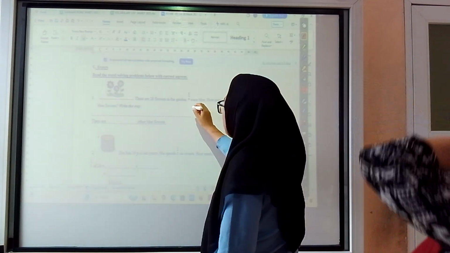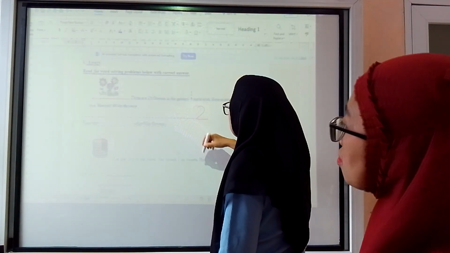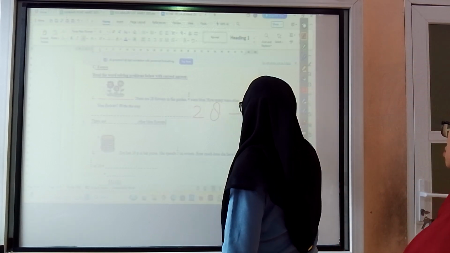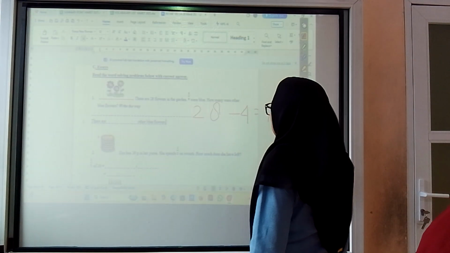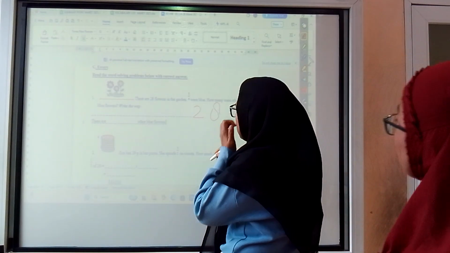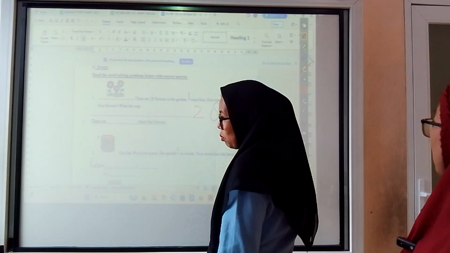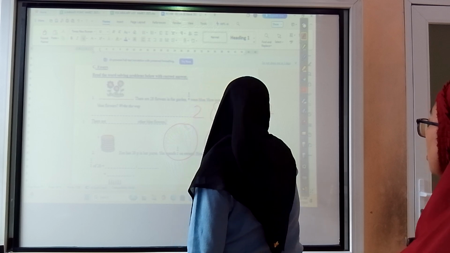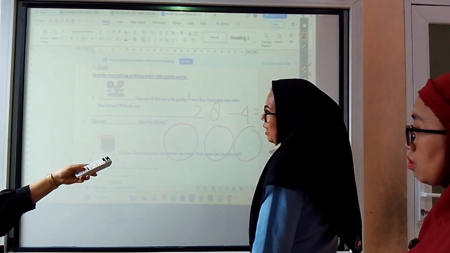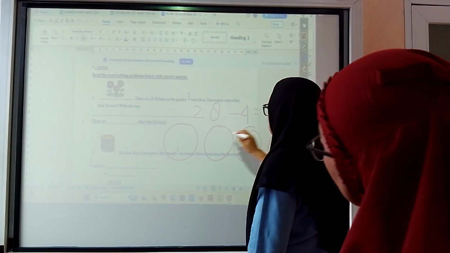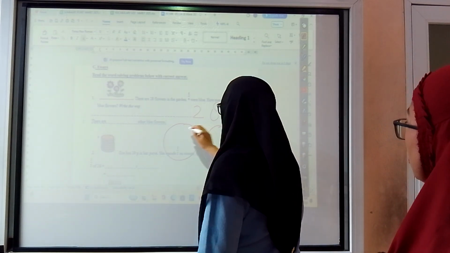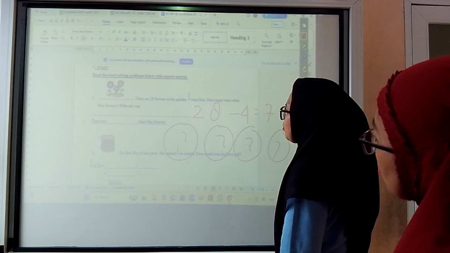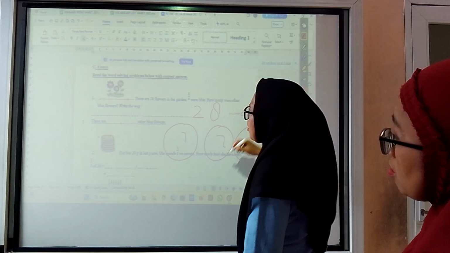Okay, the first they can make division. So there are 28 flowers. So 28 divided by 4. So the answer is 7. Okay, and after that they can make groups. They group into 4 equal parts. So for each part there will be 7, 7, 7, 7. Like this. So the answer is 7.